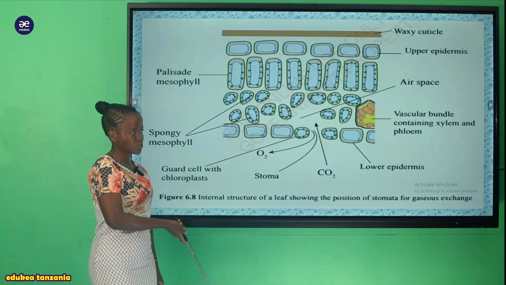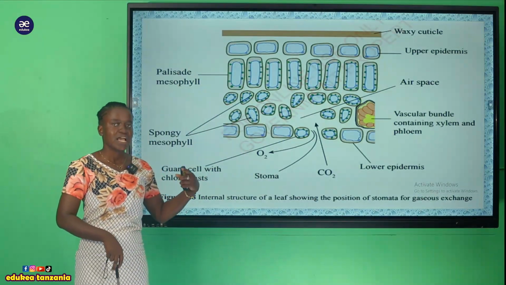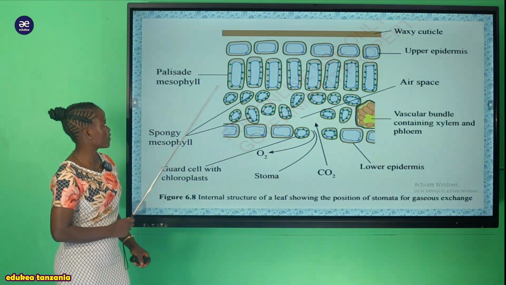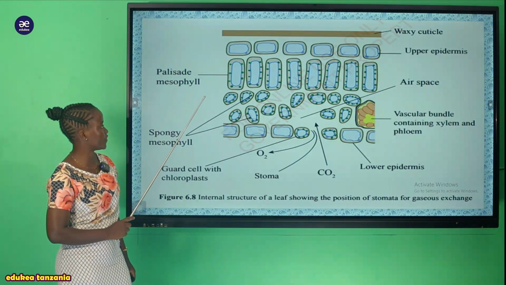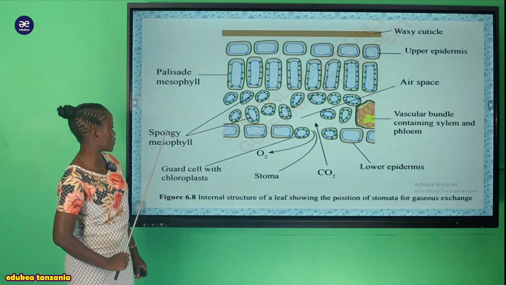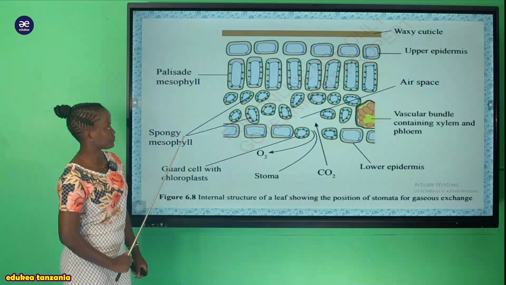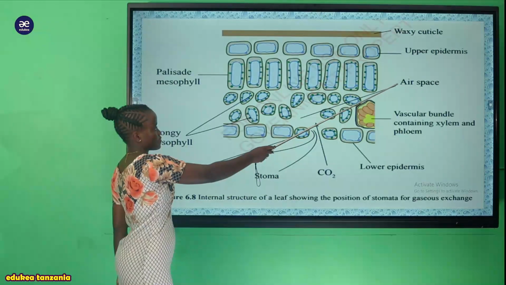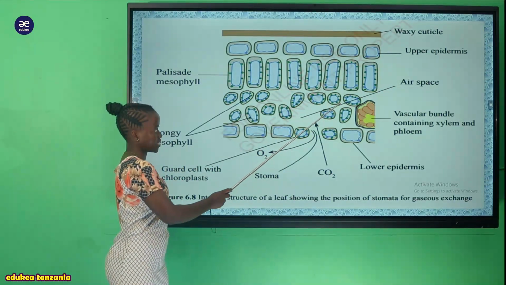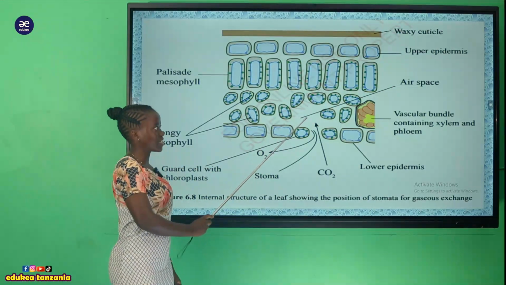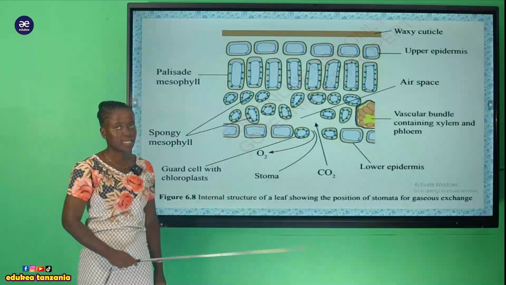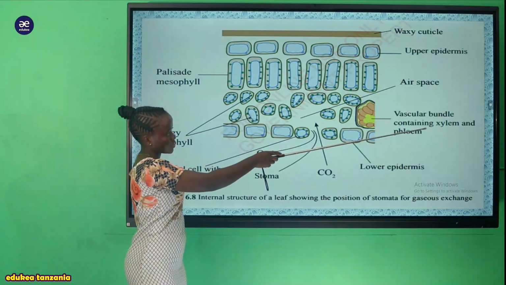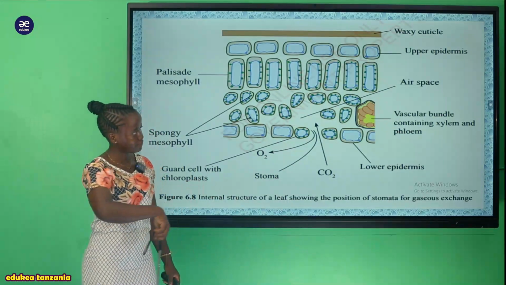This one, the palisade mesophyll, is very important for a plant. But apart from the palisade mesophyll, there is the presence of spongy mesophyll. And in this place you can see it is just air spaces. Hii ni sehemu ambapo hewa inaweza ikapita kwenda kwenye plant. And this one is the vascular bundle containing xylem and the phloem.